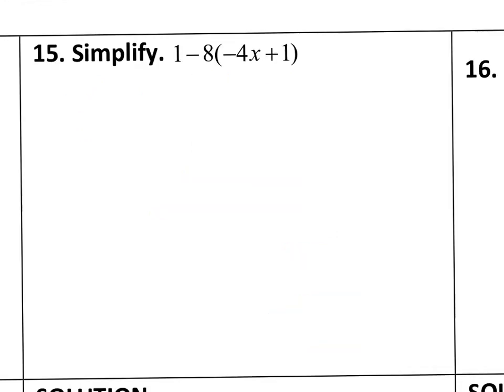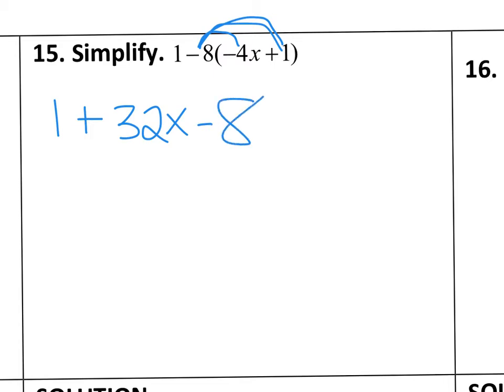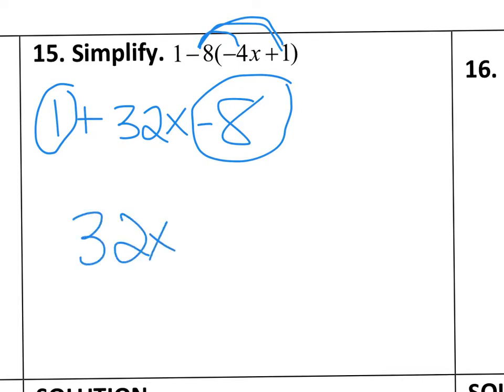So in order to simplify this, first you would have to distribute this -8 onto the two things inside of the parentheses. So I'm just going to rewrite the 1, and -8 times -4 is going to give us a positive 32x, and -8 times +1 is going to give us a -8. And now we have to find our like terms, and I have a like term of an 8 and a -1. So those are going to combine to give me a -7, and then I just rewrote my 32x, and that is my answer on that one.